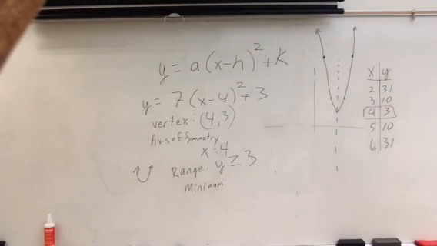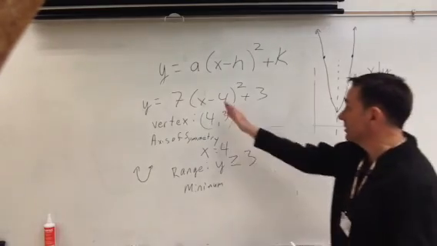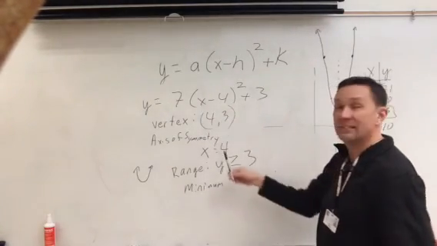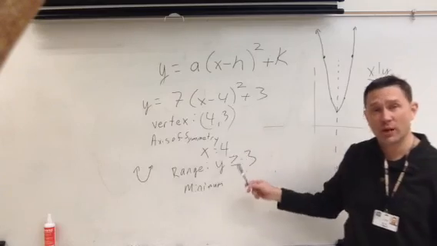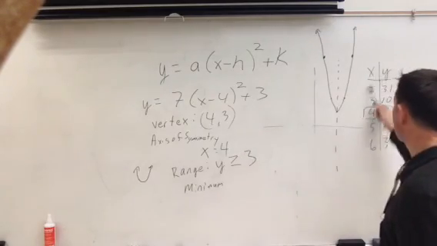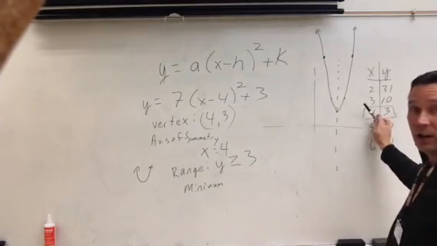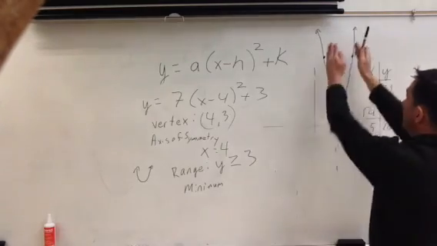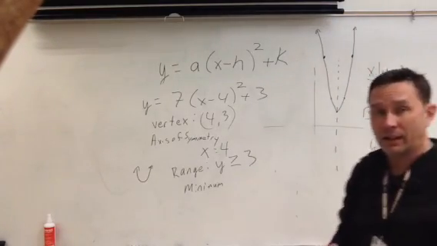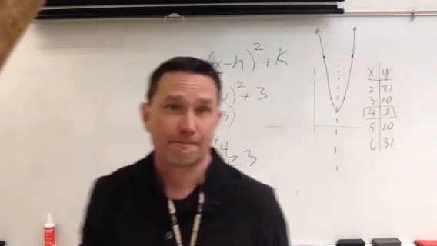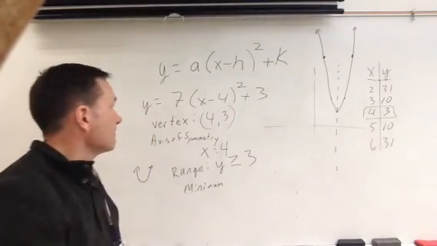There's our graph. So using vertex form, find the vertex first. It makes it easy to identify our axis of symmetry and our range. And then we can create an XY chart around our vertex and get some points so we can connect it and sketch our graph.